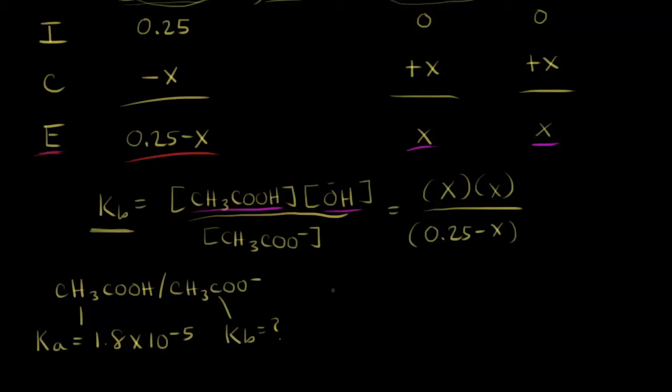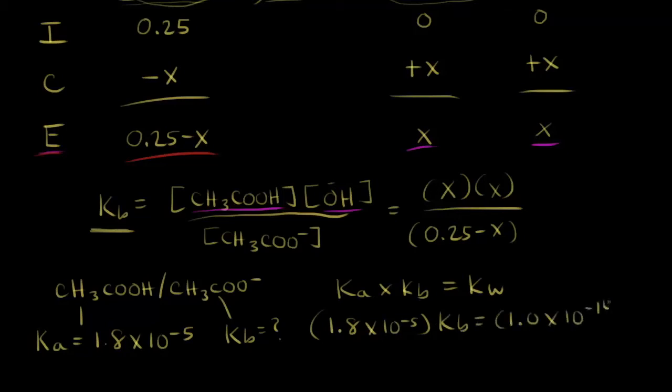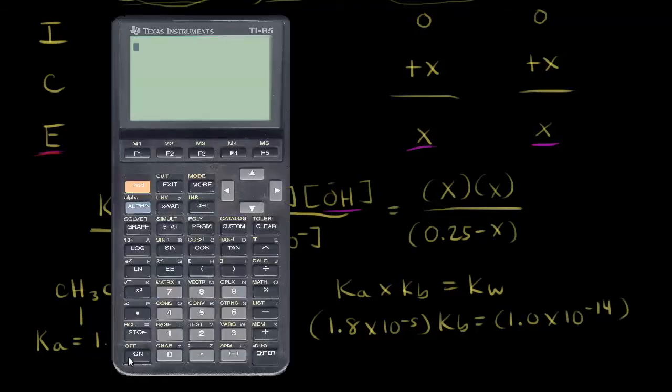And we know that for a conjugate acid-base pair, Ka times Kb is equal to Kw, right? The ionization constant for water. So we can go ahead and plug in 1.8 times 10 to the negative 5 times Kb is equal to, we know this value is 1.0 times 10 to the negative 14. So we just need to solve for Kb. So we can get out the calculator here and take 1.0 times 10 to the negative 14.